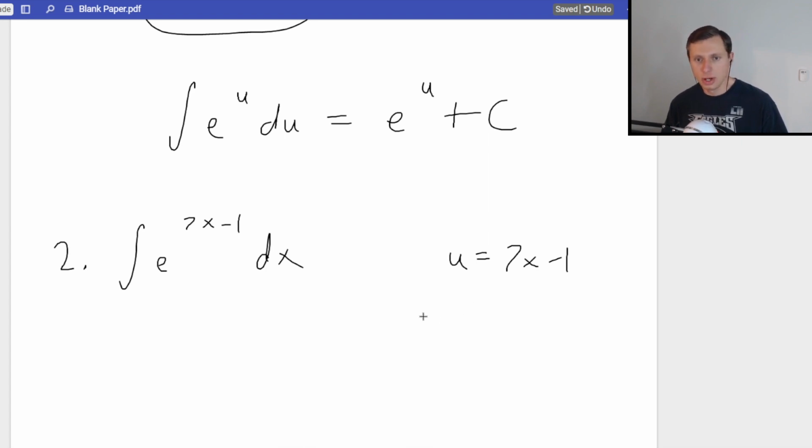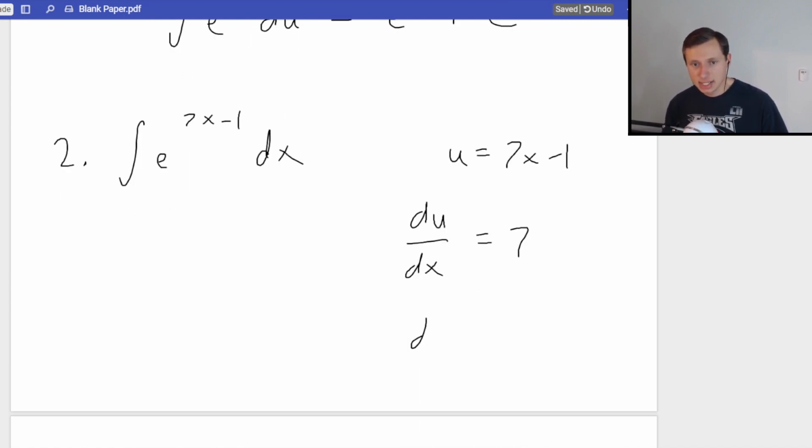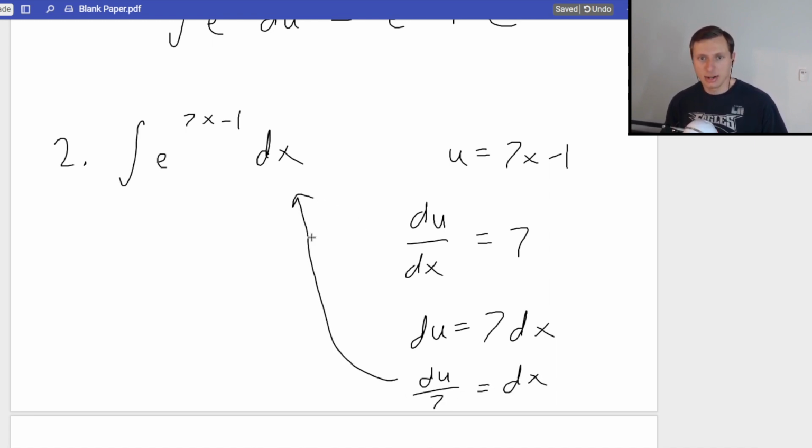Then, as usual, I'm going to say du dx, the derivative, is equal to just 7. I'm going to multiply both sides by dx. So du is equal to 7 dx. And then I divide both sides by 7 to solve for dx. So du over 7 is equal to dx. I can plug that in right there. I can plug in my u. I'm going to get the integral of e to the u times du divided by 7.